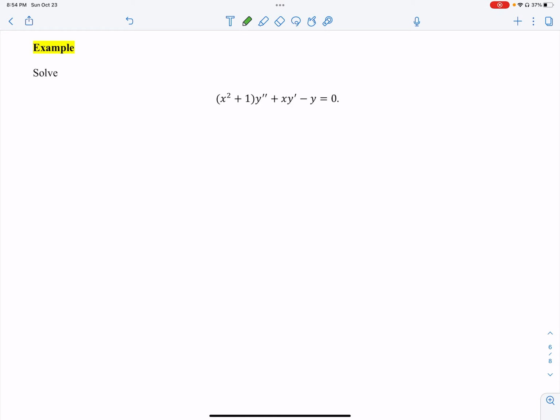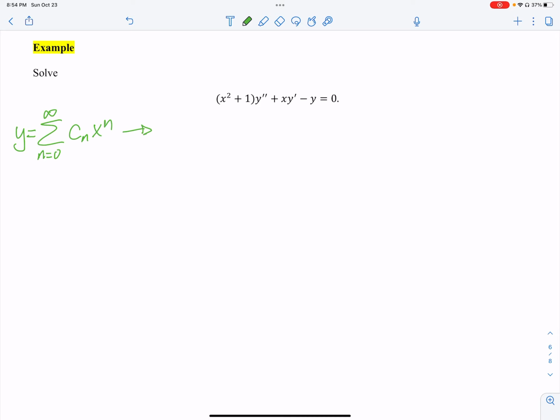So the first thing I'm going to do is make my guess. Like in the last example, give yourself plenty of room. These can be pretty long. So y equals the summation of n equals 0 to infinity of c_n x^n. That was our series, a general solution for a power series.